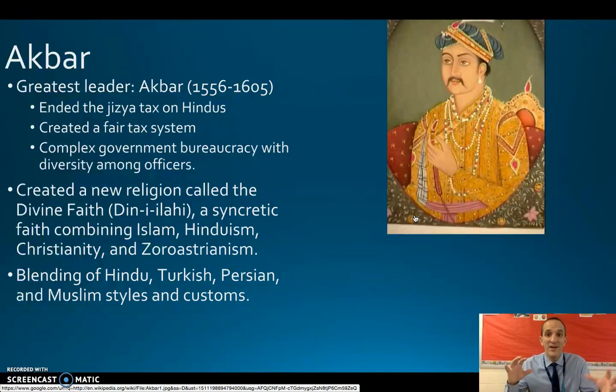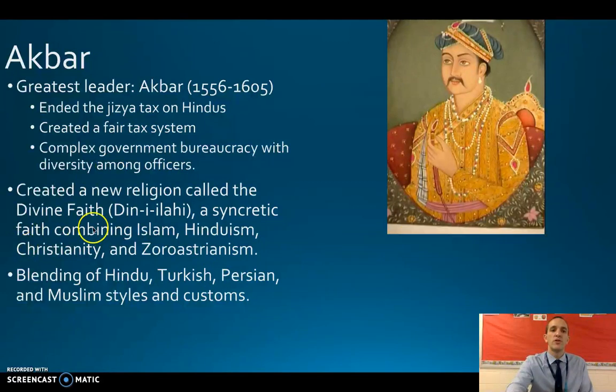He also, because there's so much tension between Hindus and Muslims throughout the history of South Asia and India, tries to create a new religion called the Divine Faith. I'm not even going to try and pronounce it, which is a blend of Islam, Hinduism, Christianity, and our old school one, don't forget, Zoroastrianism. So he tries to create a blend of all these. And he also blends Hindu and Turkish and Persian and all kinds of stuff. He is like the diversity guru.